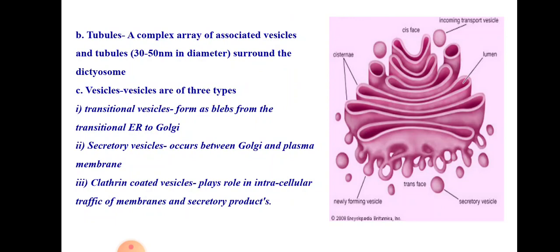And vesicles are of three types. One is the transitional vesicles, which form blebs from the transitional endoplasmic reticulum to the Golgi body. Second are secretory vesicles, where secretion of vesicles occurs from the Golgi apparatus to the plasma membrane. And the third one is clathrin-coated vesicles, which play a role in intracellular traffic of membrane and secretory products within a cell.